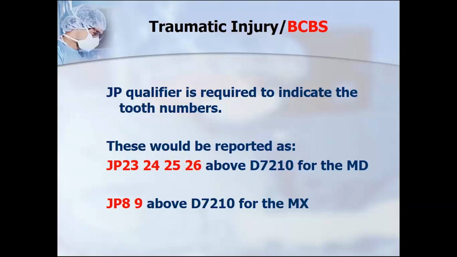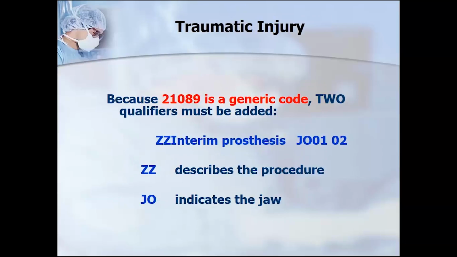Then we add the qualifiers, so the JP qualifiers indicate the tooth numbers. The D codes are tooth codes, we use the tooth numbers. Then the 21089 for the prosthesis, the two qualifiers, one to describe the procedure and the second one to indicate the location.